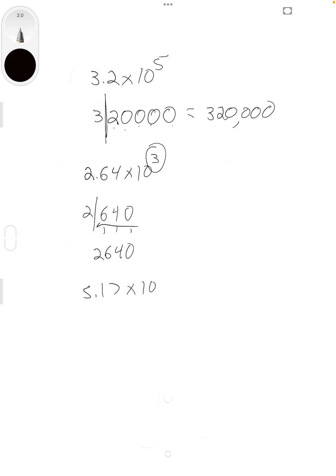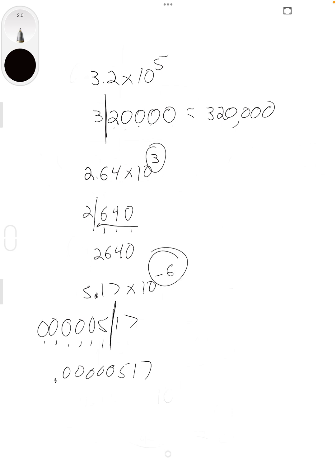5.17 times 10 to the negative 6? Well, 517, and I need 6 spaces. 1, 2, 3, 4, 5, 6. So 0.0000517. So that's what I do, is basically take that decimal point, make that as my line, and I have that many spaces on this side of it. You with me?